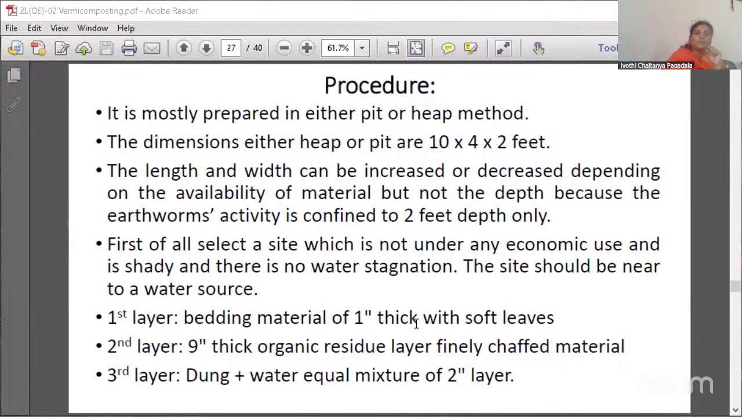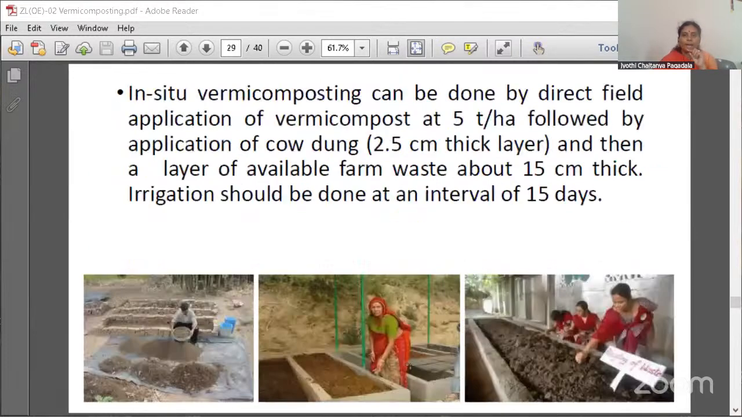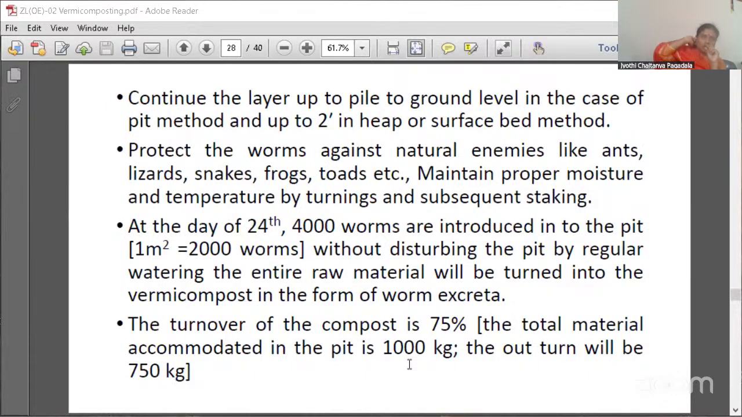So the first layer of bedding material is one foot thick with soft leaves, the second layer is nine inches thick with organic residue, finely chaffed material, and the third layer is dung and water, an equal mixture with the second layer. An organic waste slurry from the biogas plant and cattle dung is spread over the bed, and it is kept for half digestion for a period of 2 weeks.